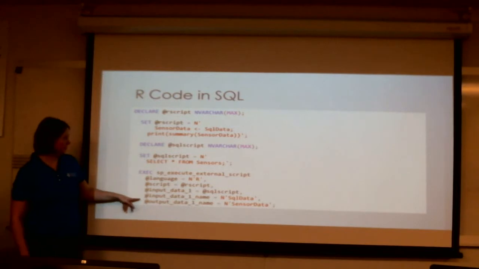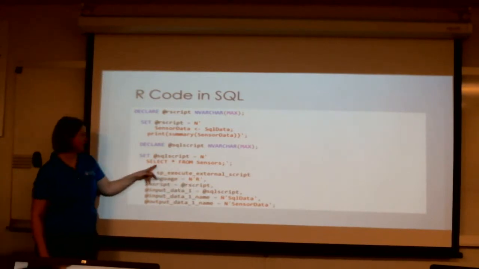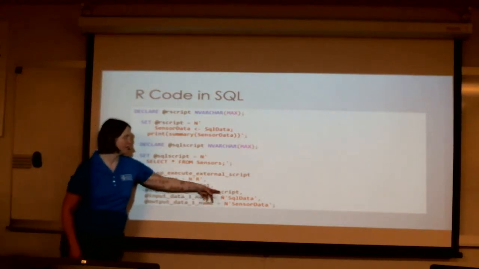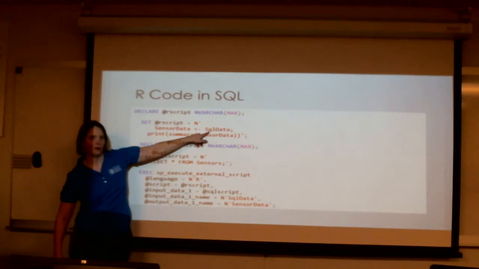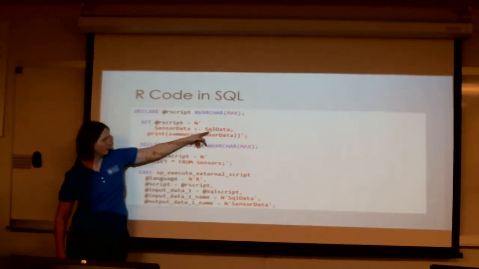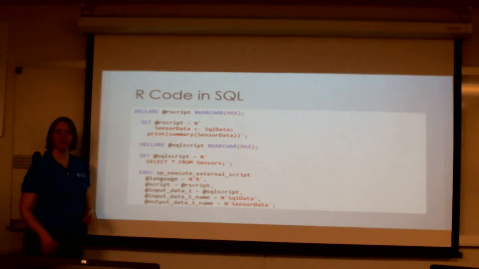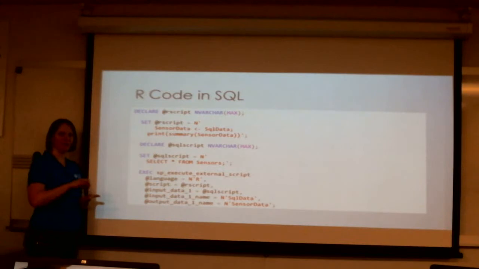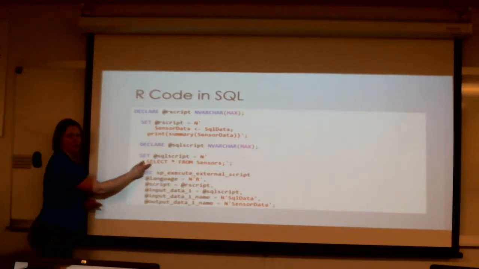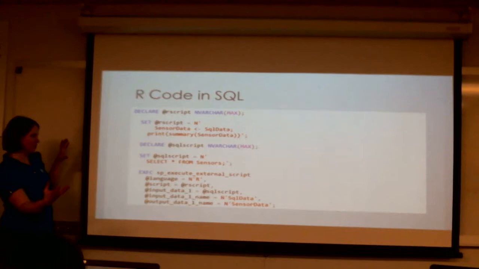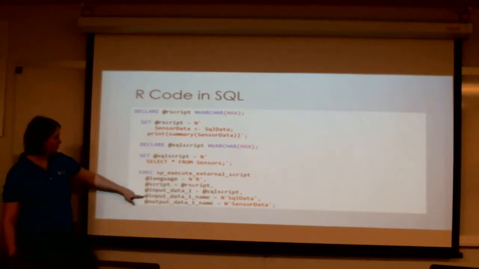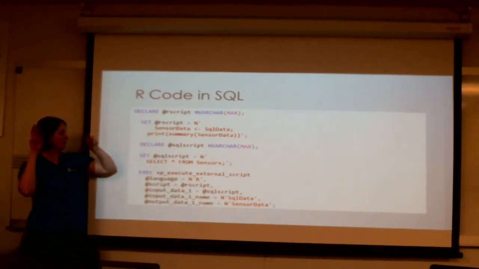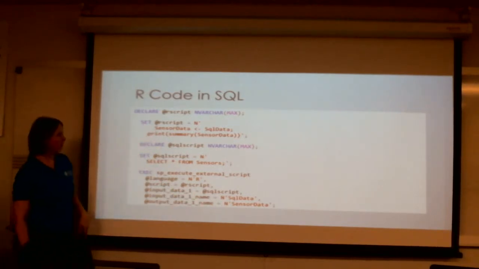My input data, so I'm going to run a SQL script. I'm going to run select star from sensors, and the input_data_1_name is called SQL data, so it's going to go in this variable called SQL data. How do I know that it's going in here? Because the parameter name is input_data_1_name. So I'm specifying the name of the variable that my result set from my query will go into. So it's going to go into SQL data. My output is going to come back as sensor data, a variable in R called sensor data, which is here.